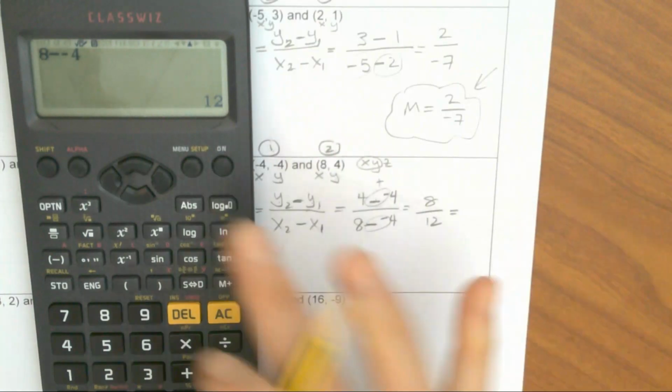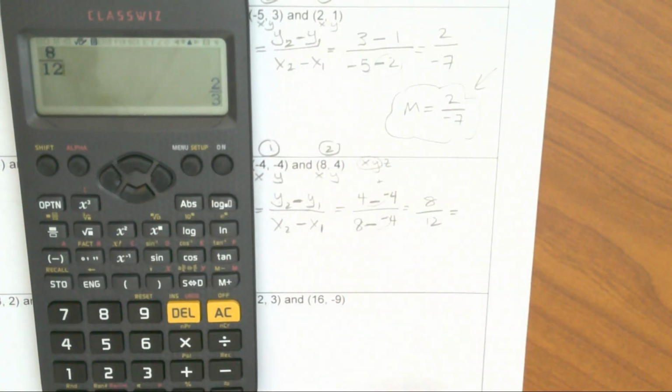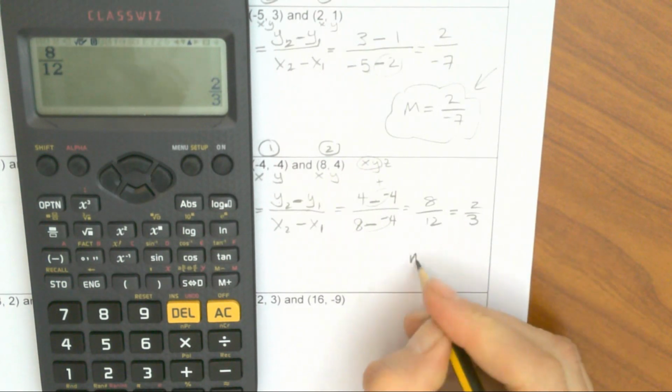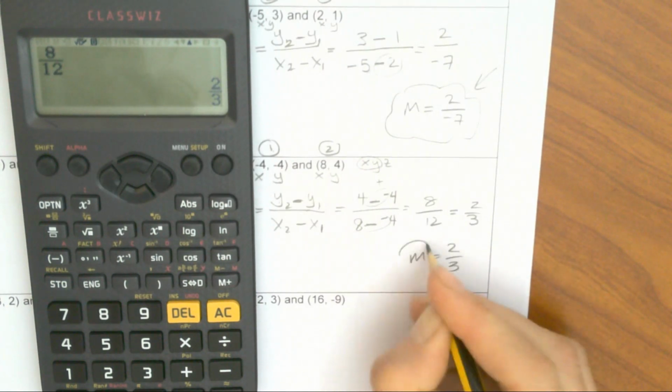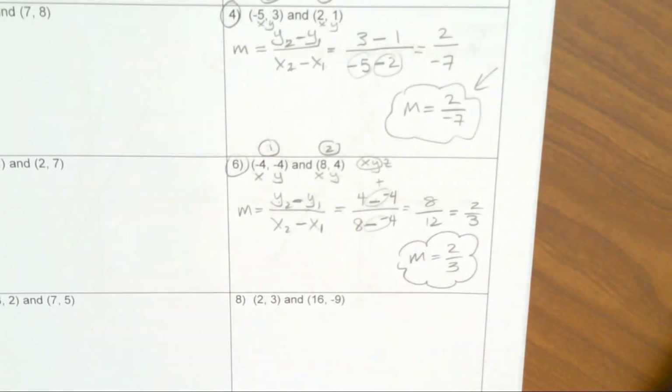Let's see if we can make that more simple. 8 over 12. Yep, 2 over 3. So my slope is 2 over 3. Okay. So make sure you finish. Let's do one more. Let's do number 7.